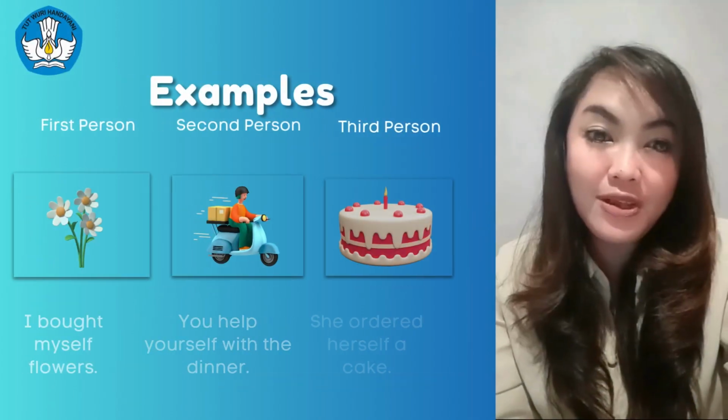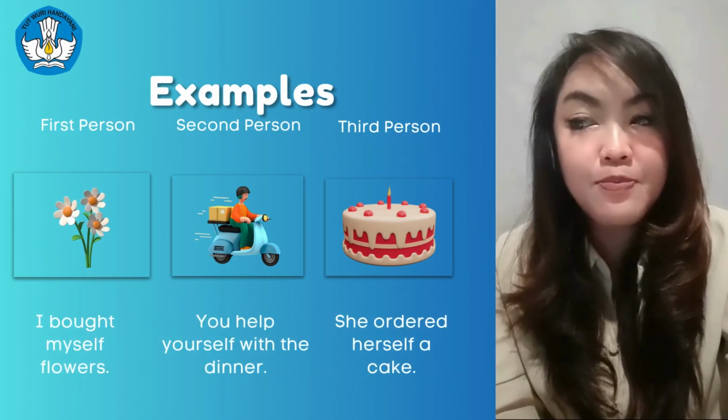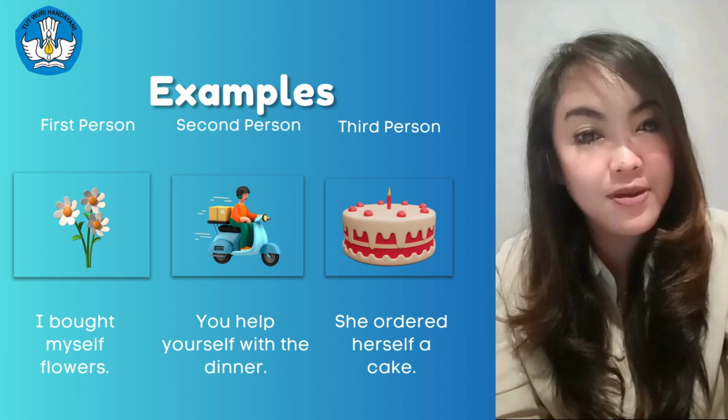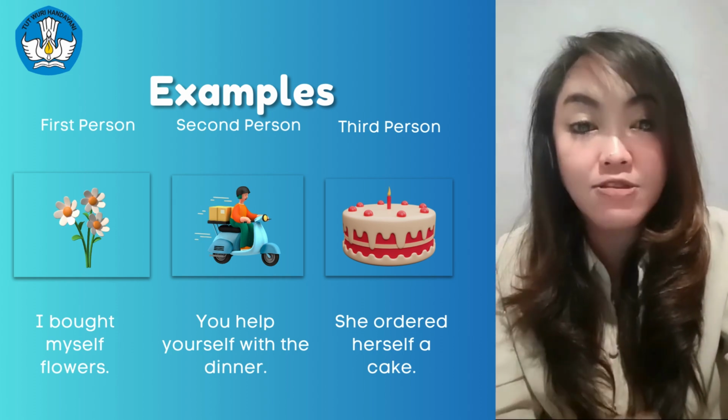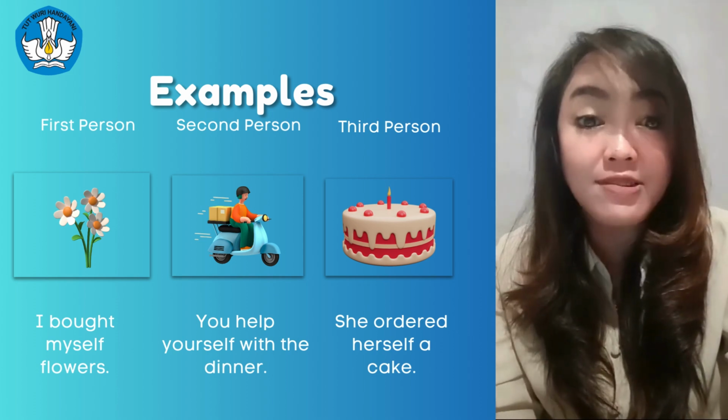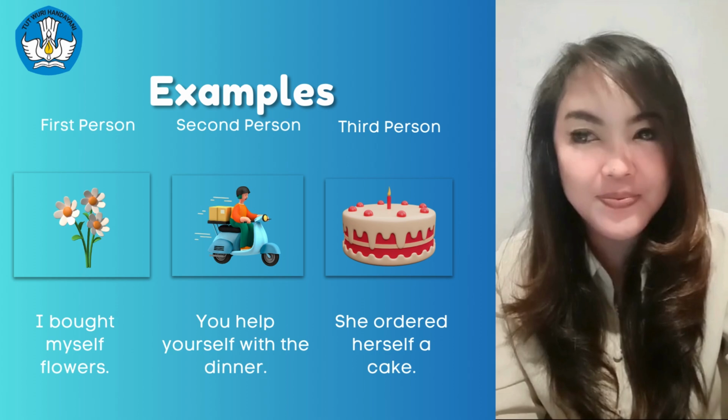Now let's see the examples. For the first person, I bought myself flowers. The reflexive pronoun myself refers back to the subject of the sentence, I.